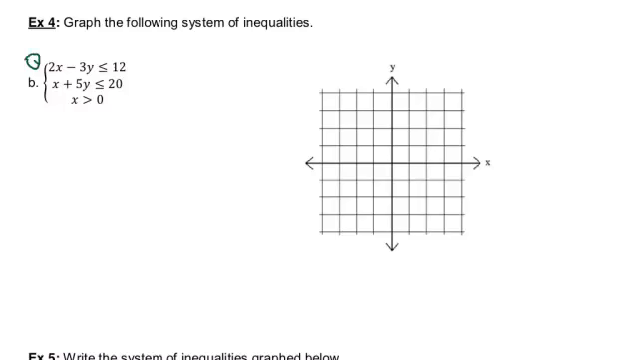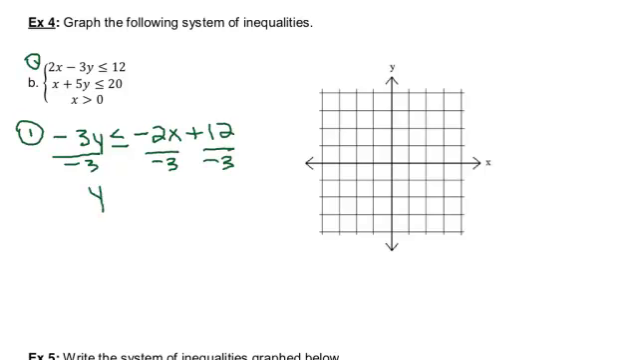We have 2x minus 3y is less than or equal to 12. Again, we want to change this to slope-intercept form. So we're going to subtract our 2x. So negative 3y is less than or equal to negative 2x plus 12. And divide by negative 3. And again, we need to change our inequality sign, or switch it. So it's y is greater than or equal to, and a negative divided by a negative is a positive, so this is a positive 2/3 x. And 12 divided by negative 3 is a negative 4, so this is going to be minus 4.